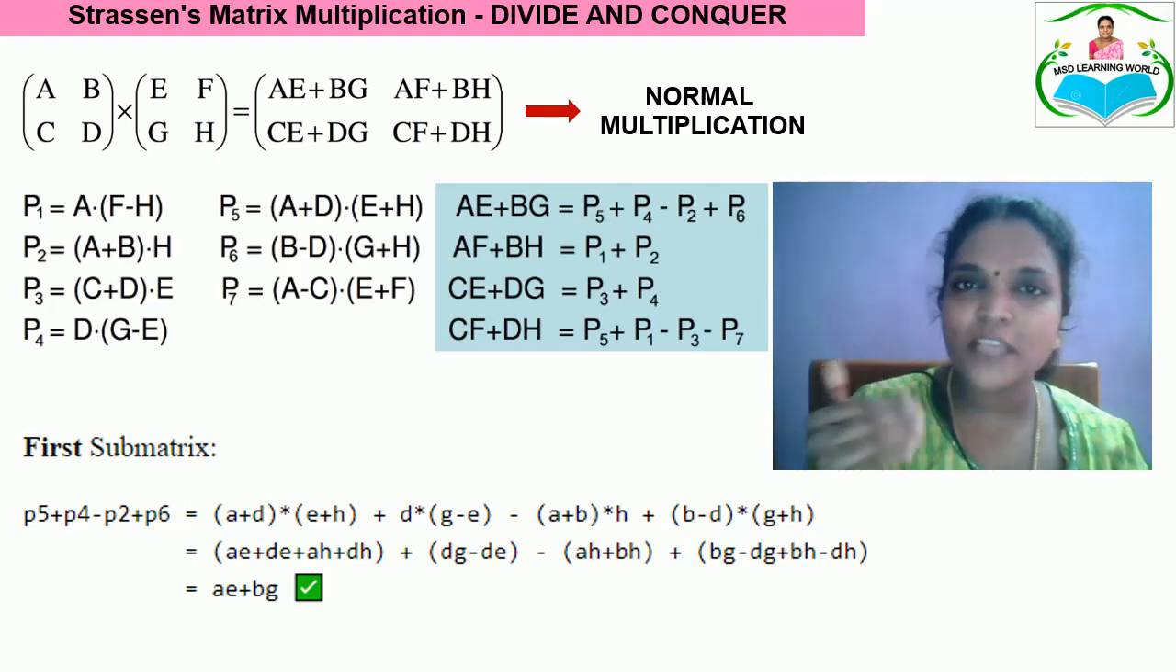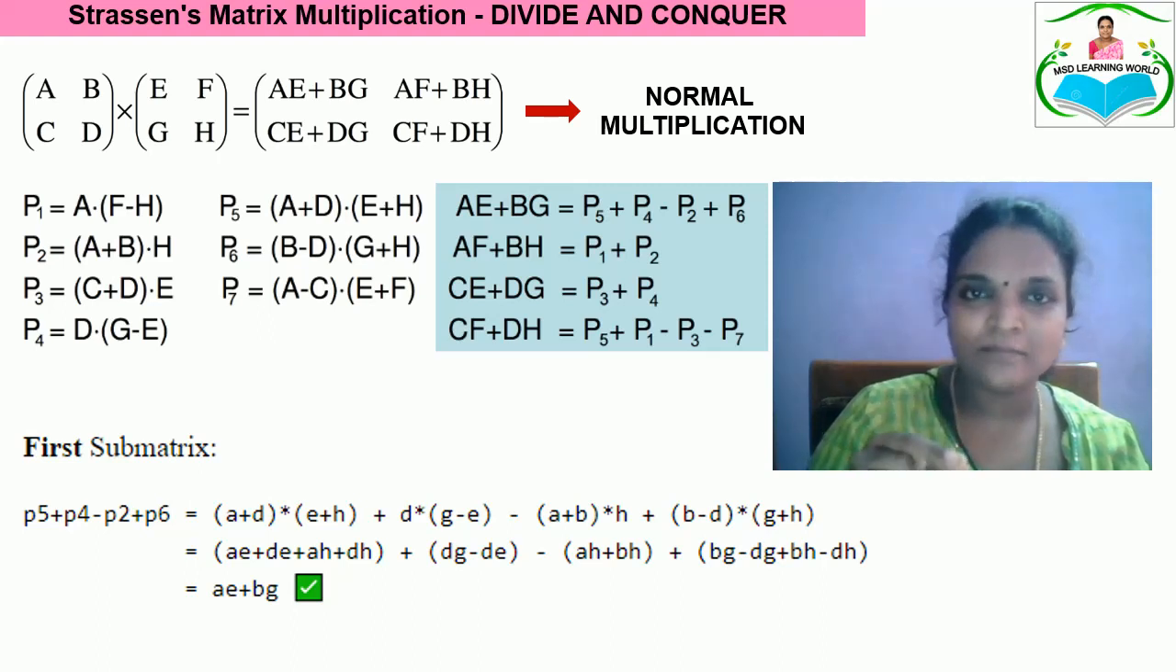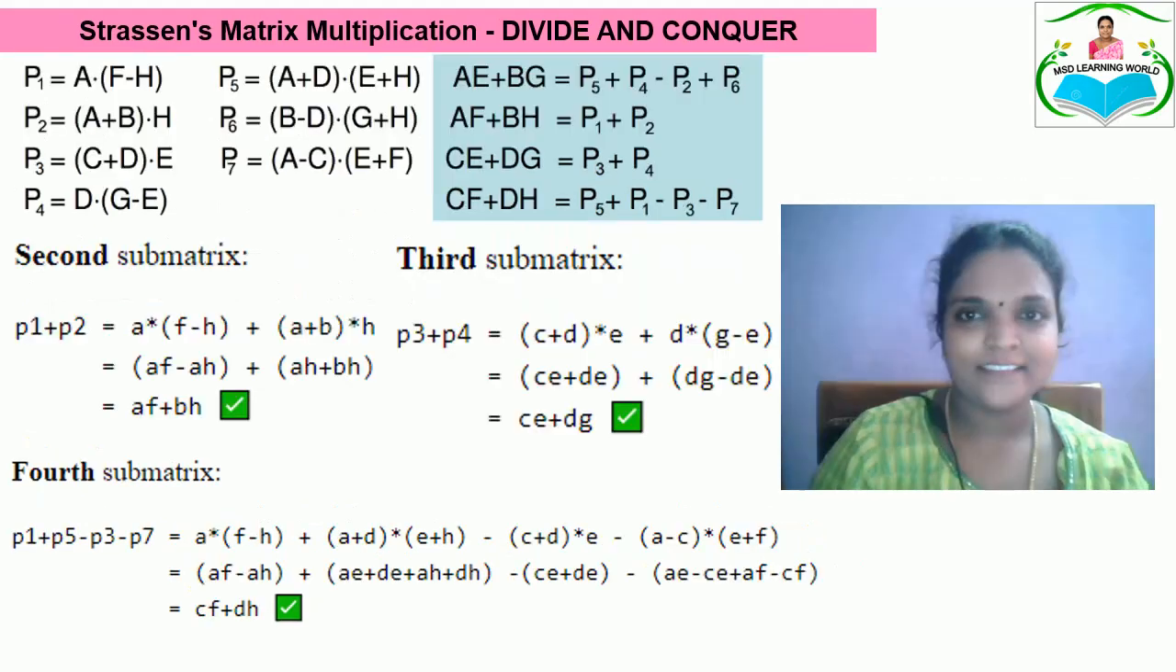When we try to expand this formula, we are able to get the original value AE plus BG. P5 is (A plus D) into (E plus H), plus D into (G minus E). So when we expand, we get the value AE plus BG. Similarly, when we expand the other values, we get the original values.